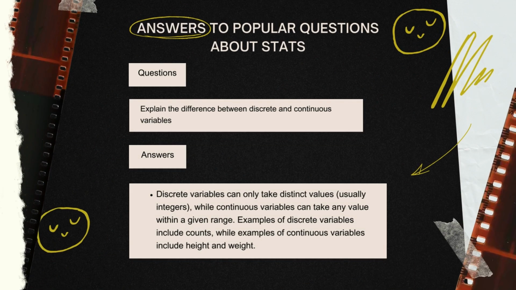Question: Explain the difference between discrete and continuous variables. Answer: Discrete variables can only take distinct values, usually integers, while continuous variables can take any value within a given range. Examples of discrete variables include counts, while examples of continuous variables include height and weight.